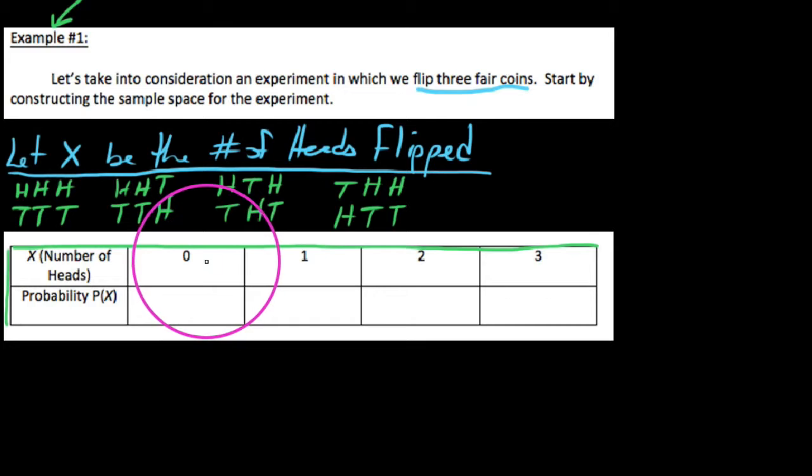So we either could have gotten no heads when we flip 3 coins, that would be this case here. We could have gotten 1 head, 2 heads, or 3 heads. But what I want to know is how likely is it that I'm going to get, say, no heads, or say all heads, or something to that effect.